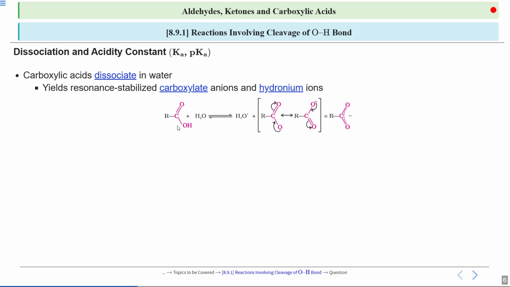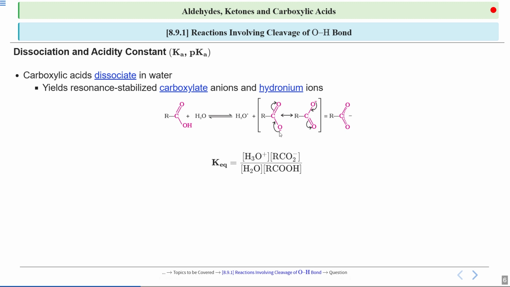If you look at this particular image, here you will see the dissociation process of carboxylic acids. This is a carboxylic acid. When it dissociates in water, it gives the hydronium ion, which is H3O+, and this is the carboxylate anion. And these carboxylate anions are resonance stabilized. You can see the spread of this negative charge, which is stabilizing the anion. So this is the resonance stabilized carboxylate anion.